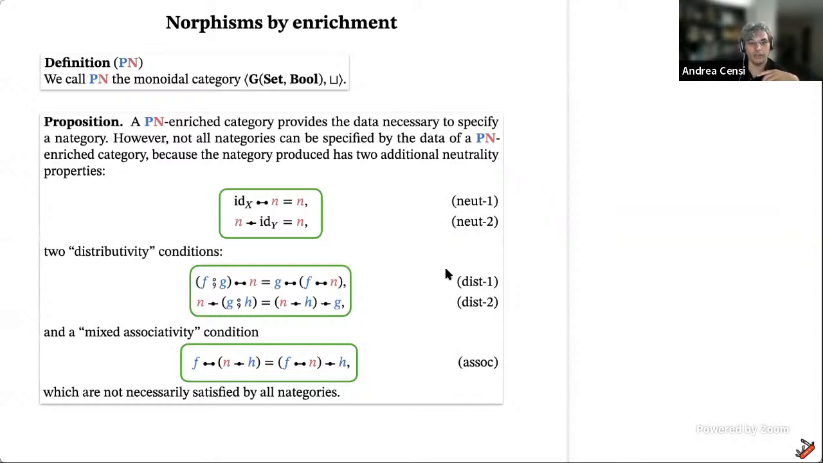Now, what it also defines as a side product are these additional properties that derive from looking at the diagram constraints for enrichment, which are not necessarily satisfied by all nategories. So in some sense, we found a category a little bit too strong to work on.